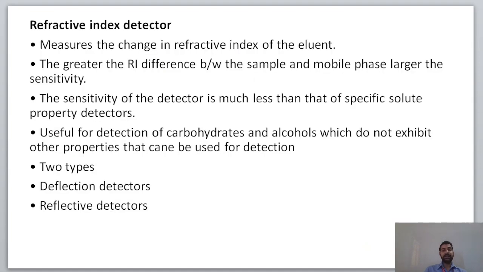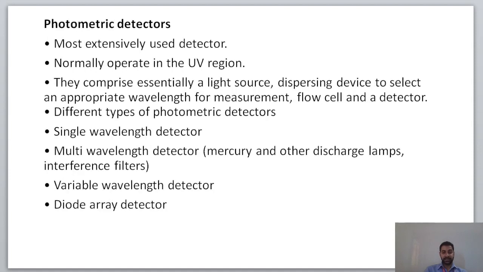Number 1, the refractive index detector measures the change in refractive index of the eluent. The greater the refractive index difference between the sample and the mobile phase, the larger the sensitivity. The sensitivity of the detector is much less than that of the specific solute property detector. It is useful for detection of carbohydrates and alcohols, which do not exhibit other properties that can be used for detection. Two types of refractive index detector are there: one is the deflection detector, the next is the refractive detector.